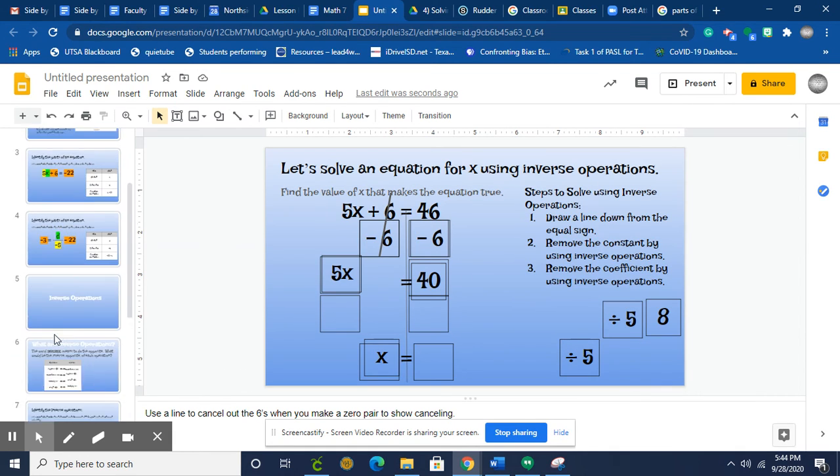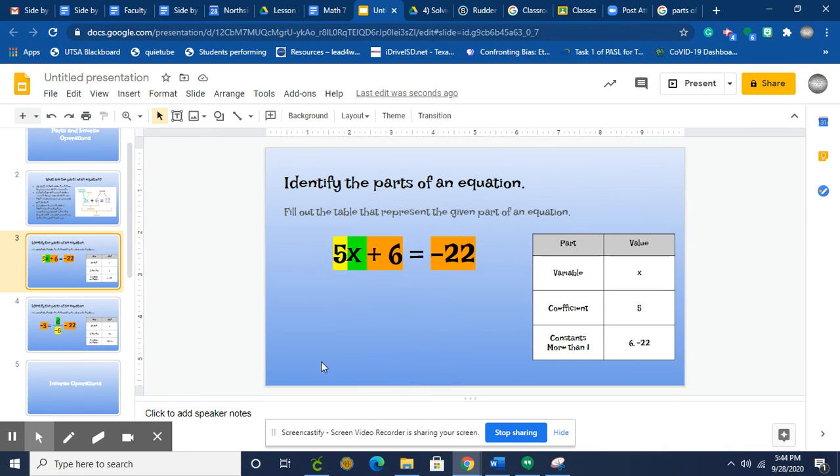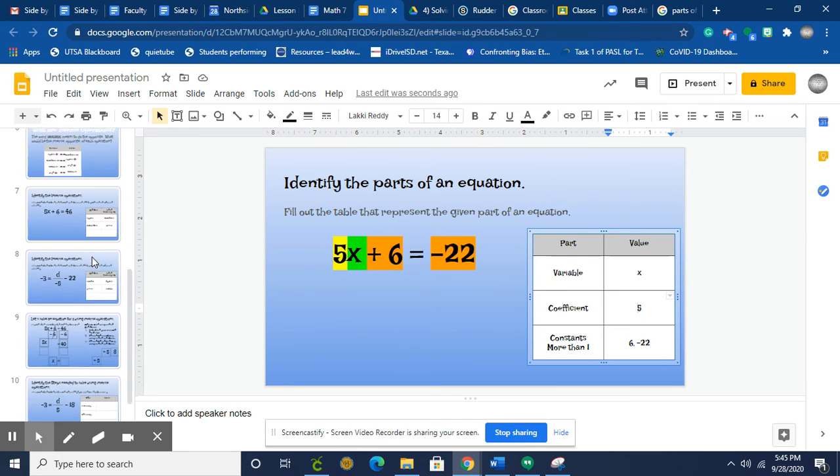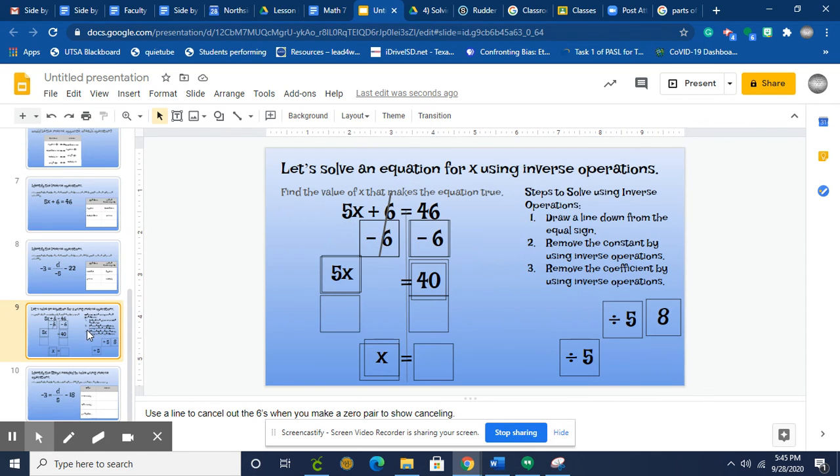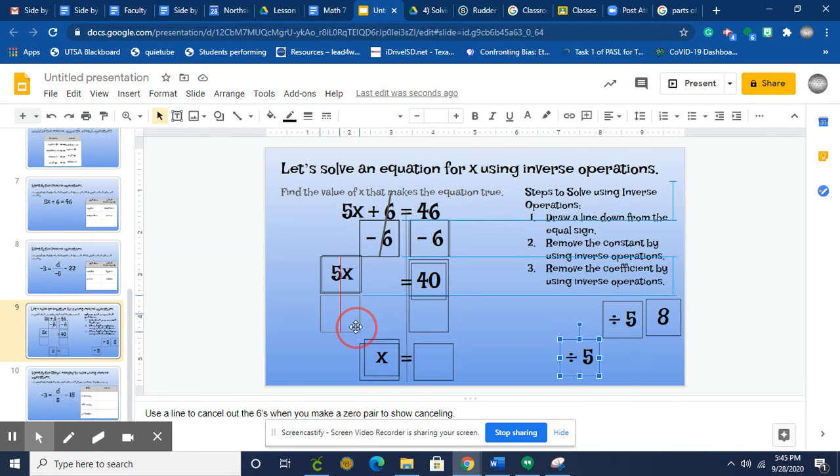If we go back to our vocabulary, the coefficient here is the number that's cooperating with the variable, and in this case, the coefficient is 5. So I want to remove the 5 by using inverse operations. We know that 5x means 5 times x. So to undo multiplication, we have to divide, and I'm going to divide each side by the coefficient, in this case 5.